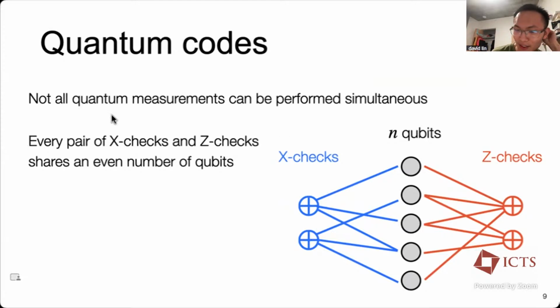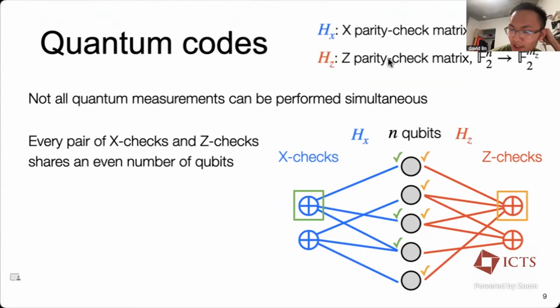And the condition can be summarized like this: for every pair of X and Z checks, they have to share an even number of qubits. So for example, if you take these two checks, they share exactly 2 qubits. And you want to check this property for all pairs of X and Z checks.